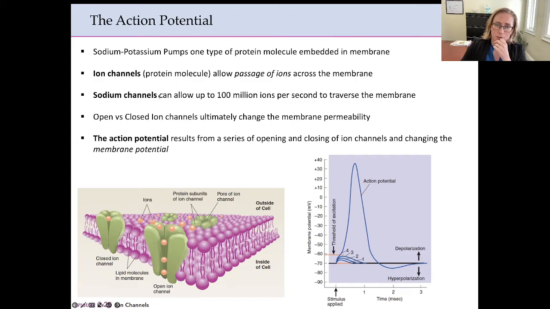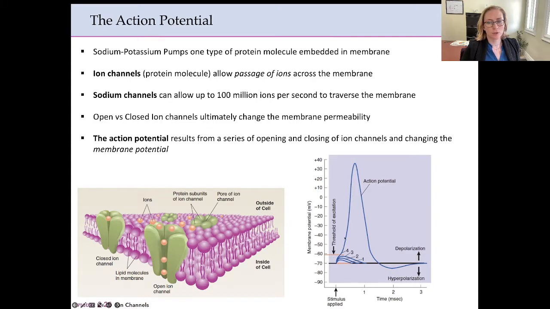A sodium ion channel can allow really up to 100 million ions per second. So this is an extreme event that happens. When sodium channels open and there's an influx of sodium, it's a huge influx of sodium. And we're going to talk about that, but that's what leads to this huge spike in our action potential.